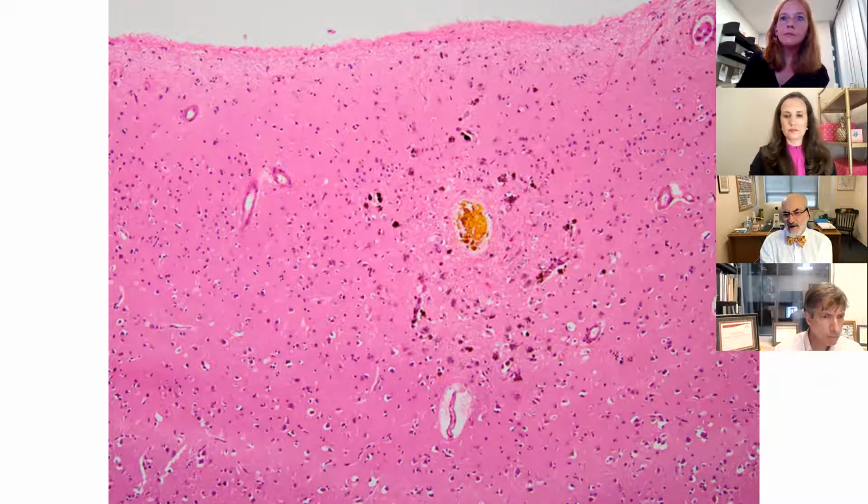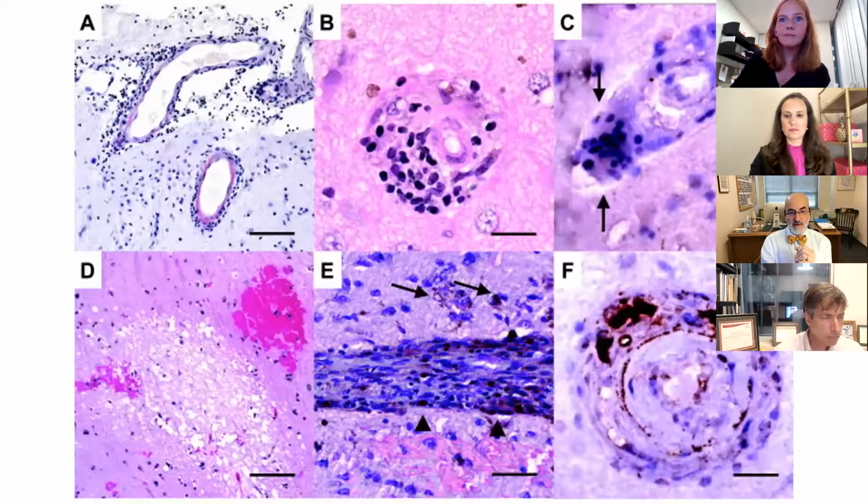What characterizes the vessel that bled? What's going on in the brain around it? What's the type of reactions that happened? And those are really the critical questions there. If we go to the next slide.